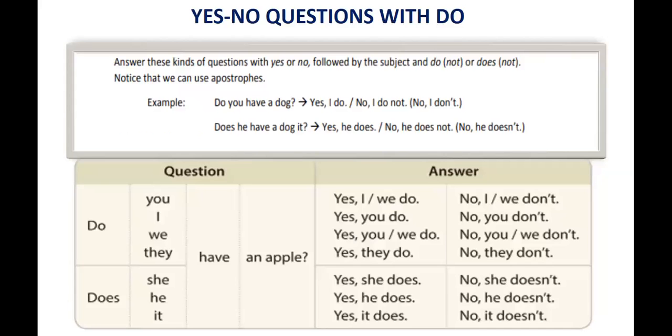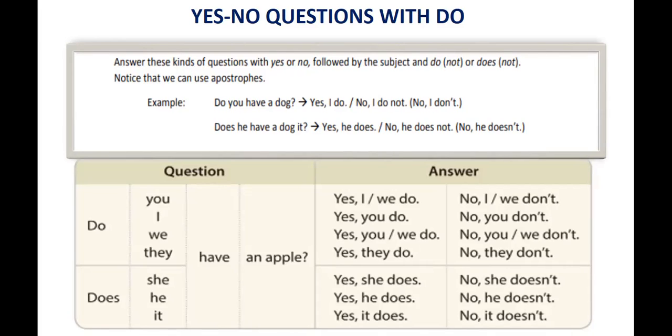Okay, here. The exercise says, answer this kind of questions with yes or no, followed by the subject and do not or does not. Remember that we can use the apostrophe. For example, do you have a dog? You can say, yes, I do, or no, I don't. Does he have a dog? Yes, he does. No, he doesn't, right? Or no, he does not.